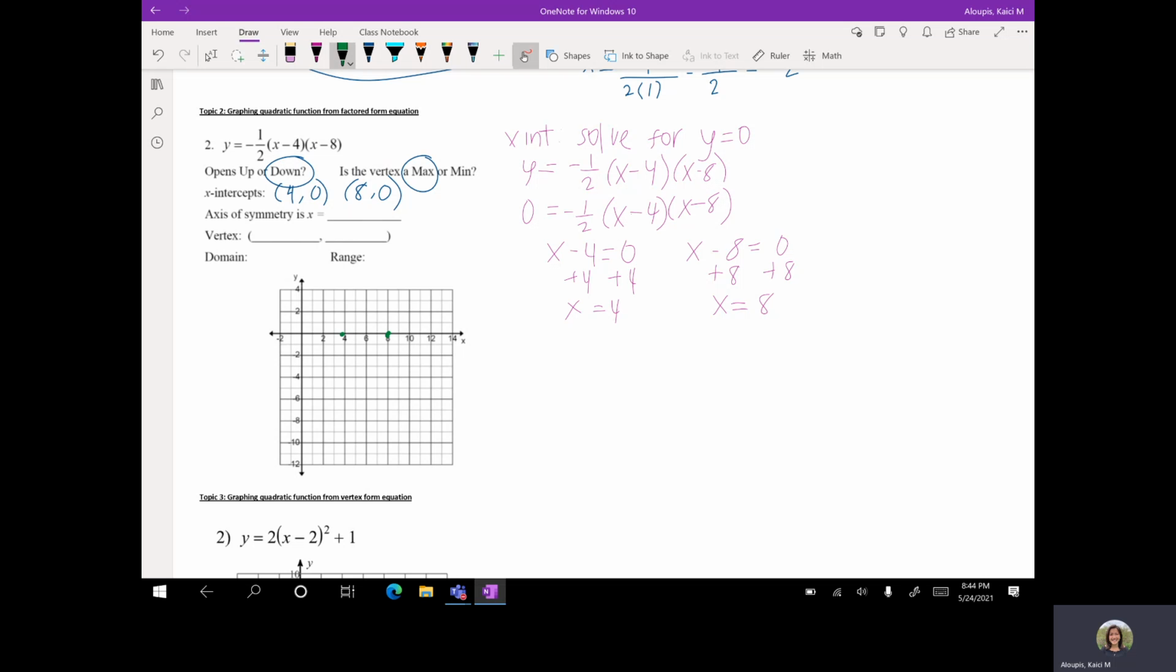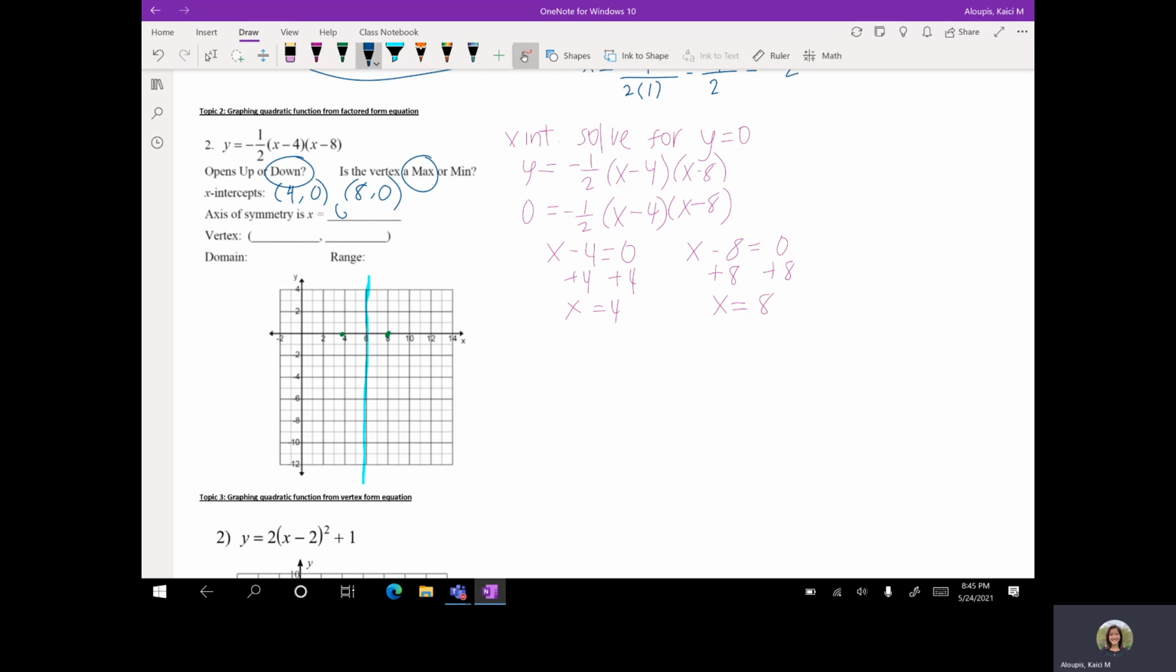To find the axis of symmetry now, since we've graphed 2 coordinate points, our 2 x-intercepts, we can actually find the axis of symmetry just by looking at our graph. We have those 2 points, and the axis of symmetry is going to be the vertical line, the up and down line kind of like the y-axis, that's going to be equally distanced from each of those points.